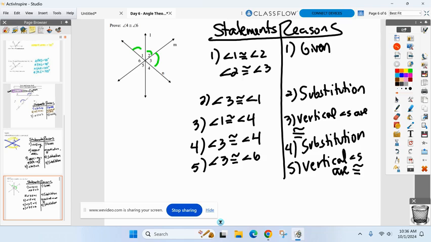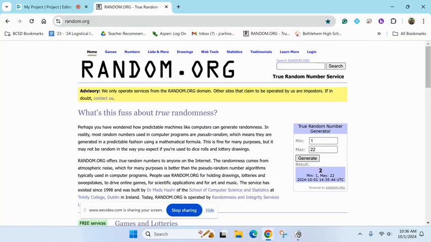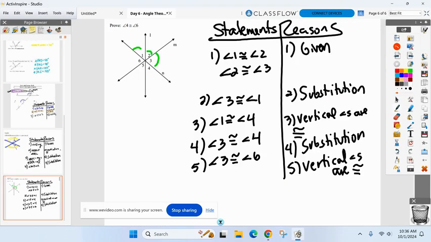Look at all the work you have already done. 3 is congruent to 4 in step 4. And now we have 3 and 6. Anything you want to tell me just based on what you've written down in the last 2 steps? Let's finish. Bennett, anything you want to finish this off with? Angle 6 is equal to angle 4. Good job. What did you use to say that? Substitution. Yeah.